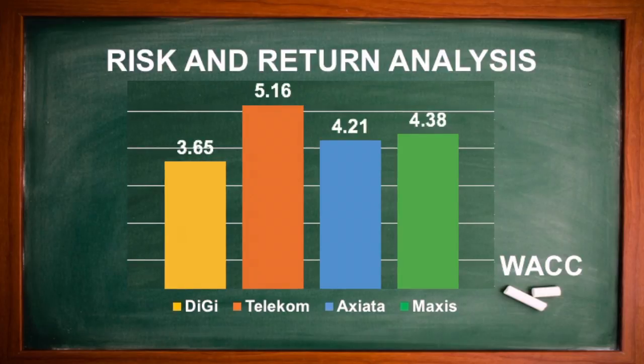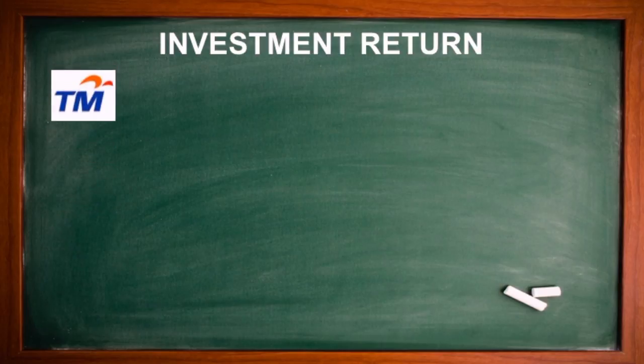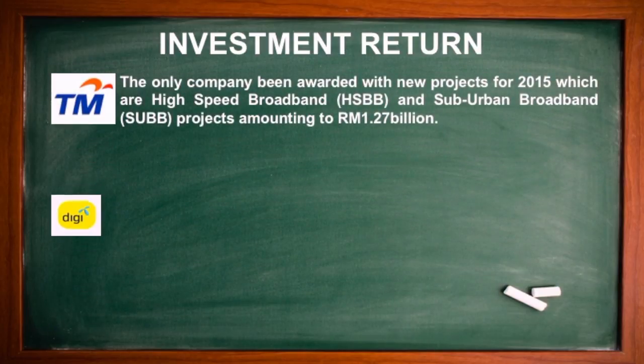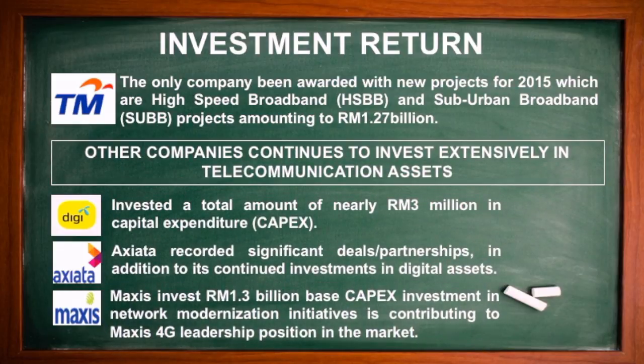Investment analysis. Among the companies, only Telekom has been awarded new projects for 2015, which are the HSBB and SUBB projects. However, all the companies continue to invest extensively in telecommunication assets. Digi, for example, invested a total amount of nearly 3 million in capital expenditure from 2011 up to 2014.